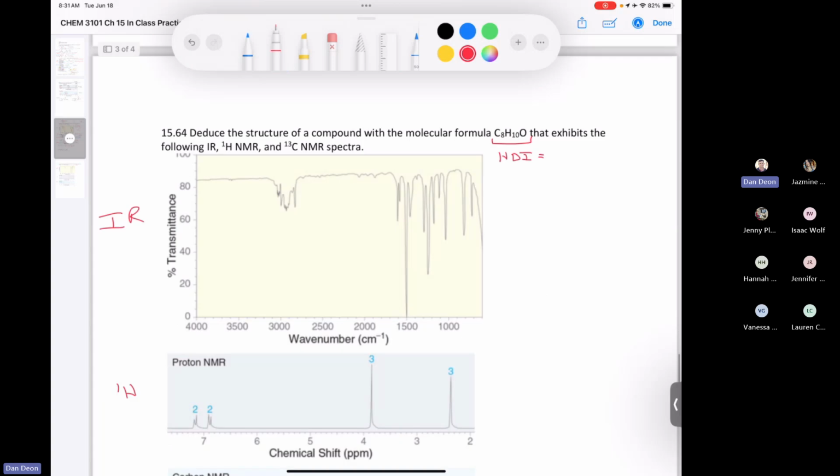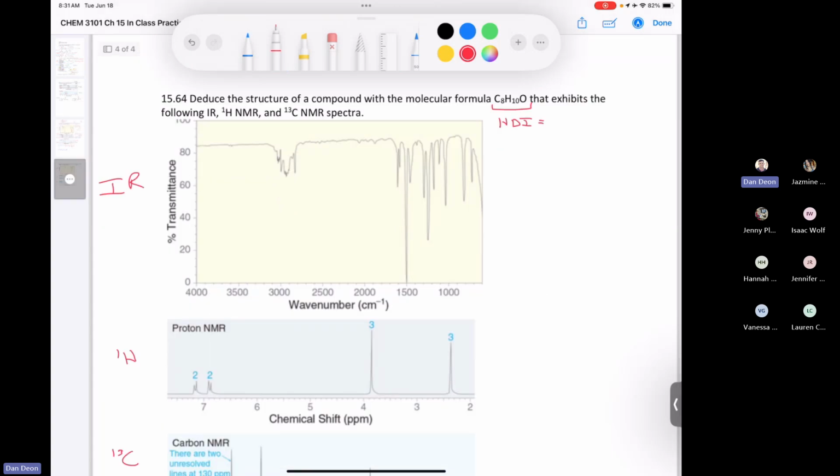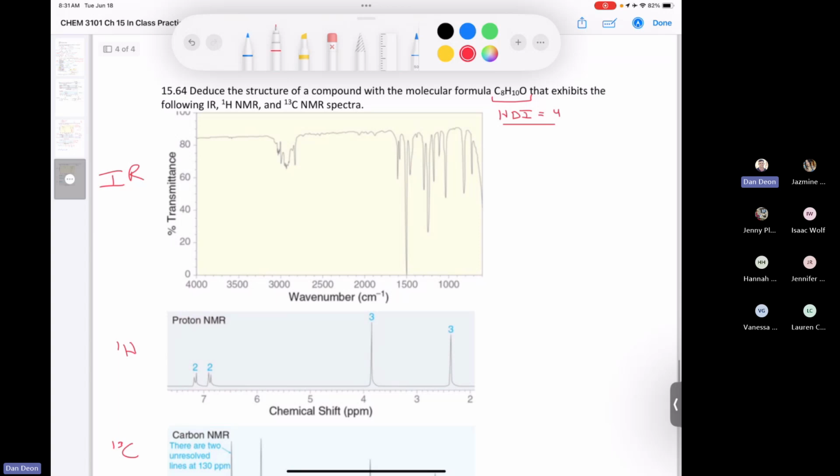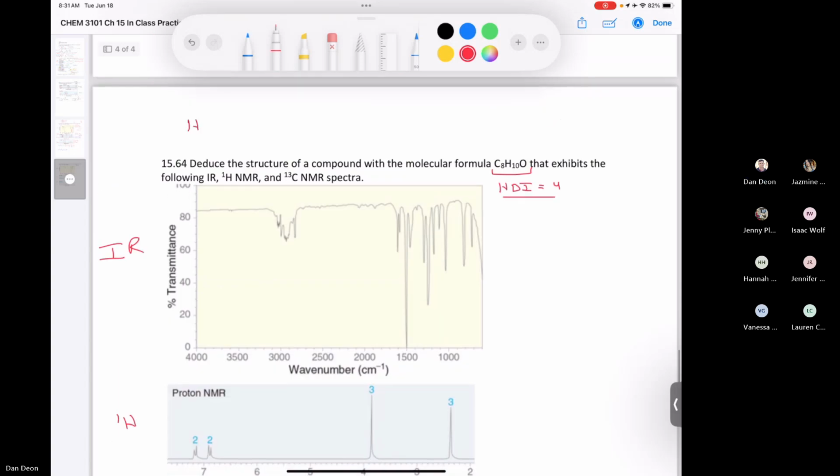All right, so did anybody get an HDI for this compound, C8H10O? If you have 2 times 8 gives you 16, plus 2 is 18. 18 subtract 10 is 8, divided by 2 is 4. We have an HDI of 4. What did I tell you guys to always look for if you have an HDI of 4 or greater? So if your HDI is greater than or equal to 4, what should you, exactly.